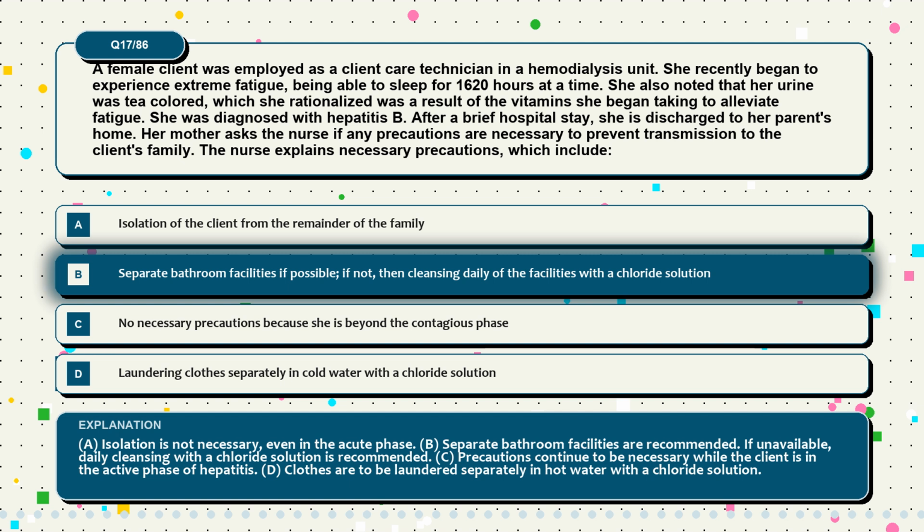C. Precautions continue to be necessary while the client is in the active phase of hepatitis. D. Clothes are to be laundered separately in hot water with the chloride solution.